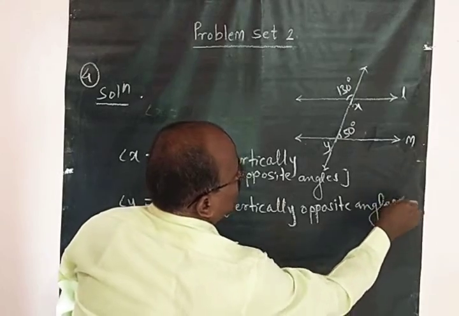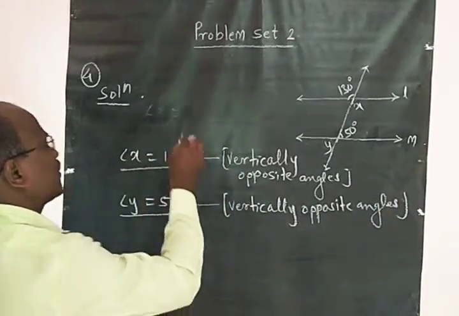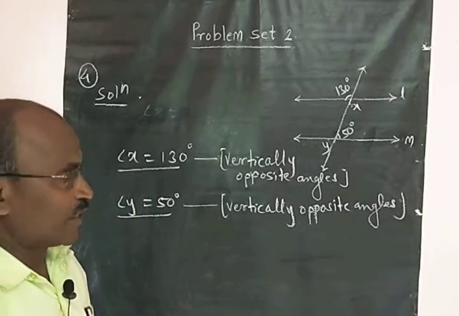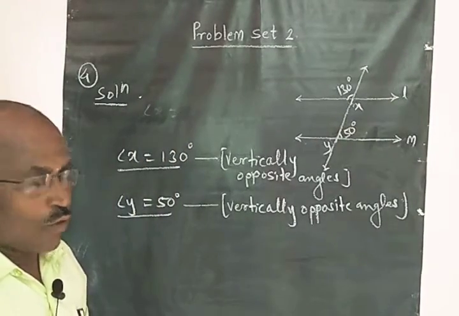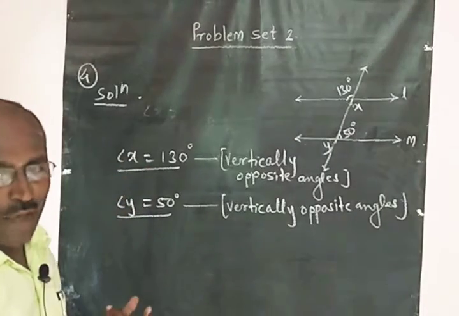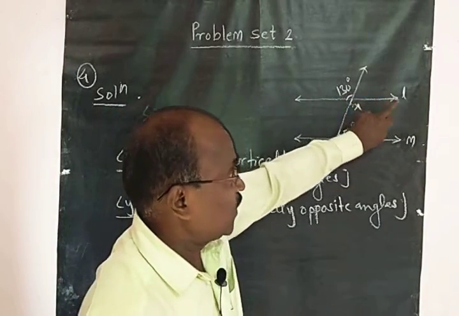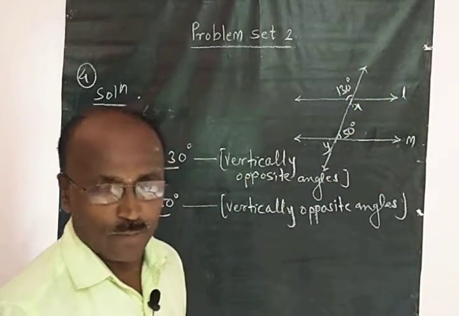So these two are congruent. Here the measure of angle Y is 50 degrees and the measure of angle X is 130 degrees. Okay, we have found the measures of X and Y. Then what is to be proved here? We have to show that line L is parallel to line M.